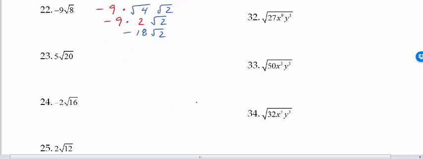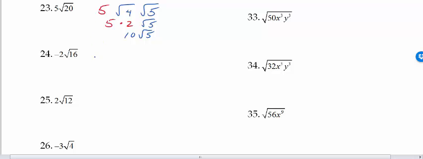Number 23, we've got the 5 out front, just like before, but on the inside we're going to have square root of 4 and square root of 5. Square root of 4, as you know, is 2 times the square root of 5 left over. That gives us an answer of 10 root 5.